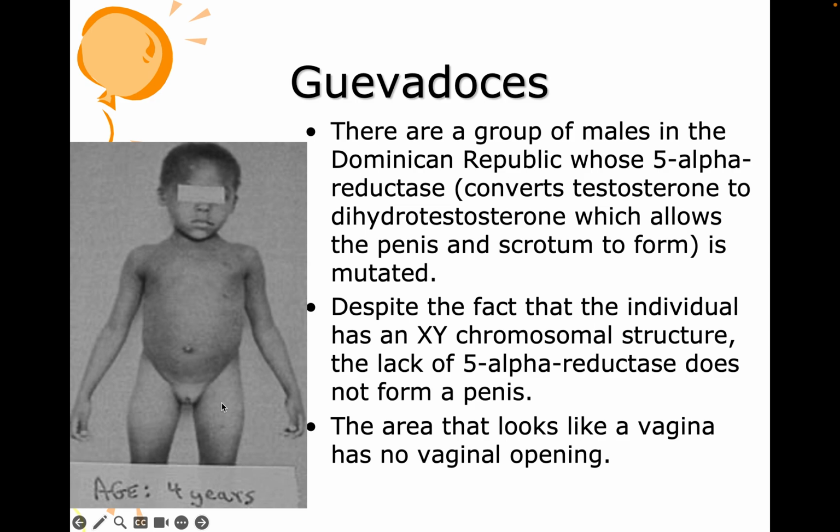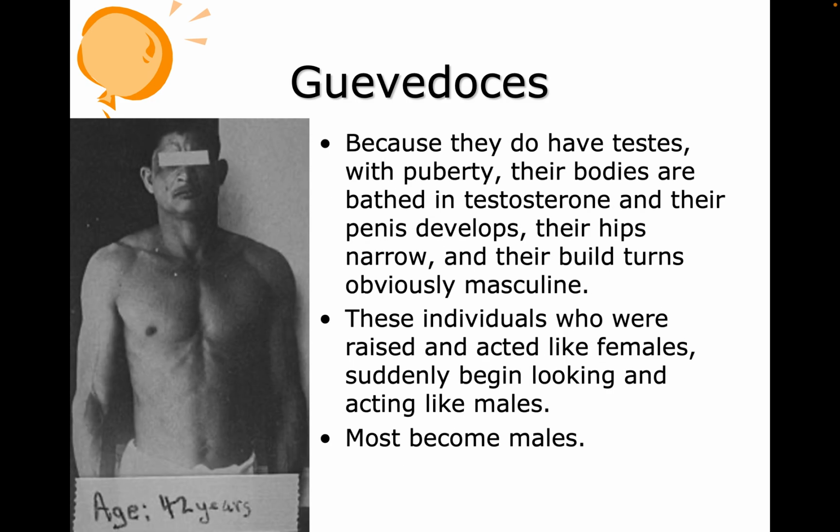Well, this is what they look like at age 4. So as you can see, they don't look like males. They look like they're a female. But the vagina does not have a vaginal opening. Because they do have testes, with puberty, their bodies are bathed in testosterone and their penis develops.